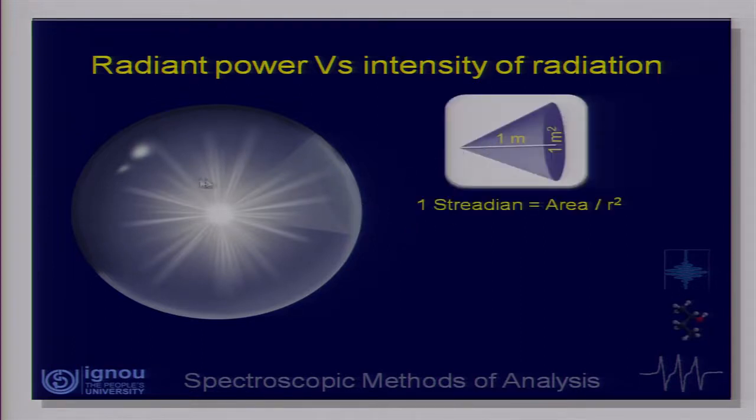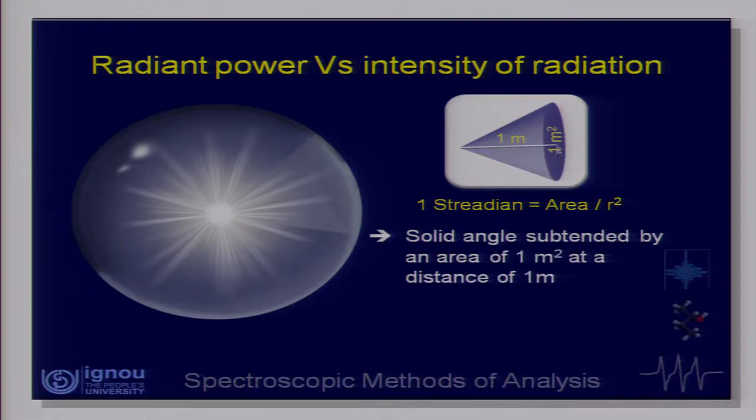Suppose I take this sphere and cut a cone through it. If I have a cone having a surface area of about 1 meter square and the radius of the sphere is, say, 1 meter, then by definition 1 steradian is equal to the area divided by r square. Since the area is 1 meter square and r square is again 1 meter square, it is 1 steradian. That means a solid angle subtended by an area of 1 meter square at a distance of 1 meter is 1 steradian. The radiant power per unit solid angle is the intensity, so we have to be very clear whether we are talking about radiant power or the intensity.